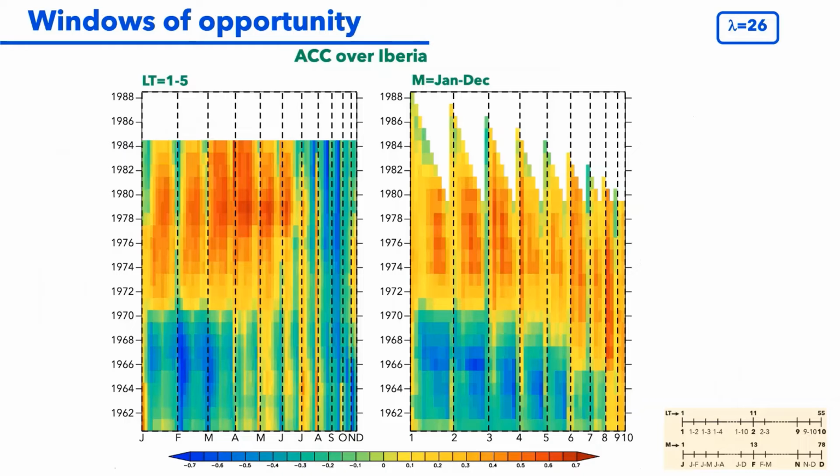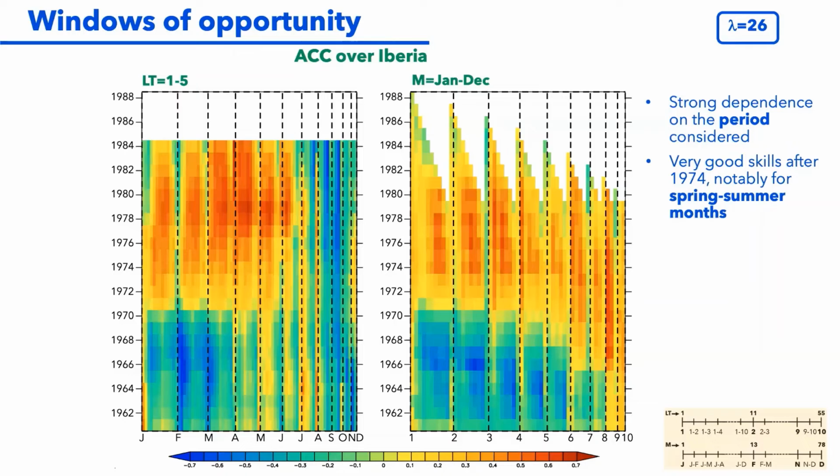So if we analyze the varying skill in function of periods, we can see that there is a very clear improvement for years starting from 1974, and notably for months including spring and summer interval.